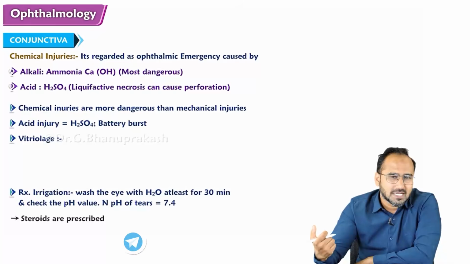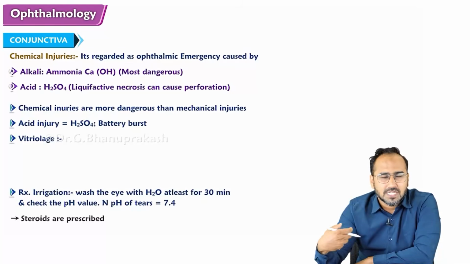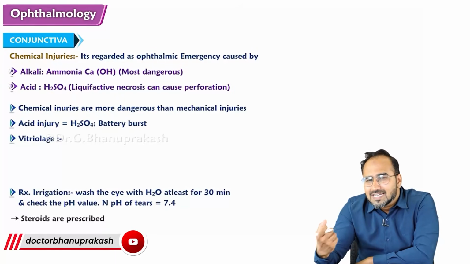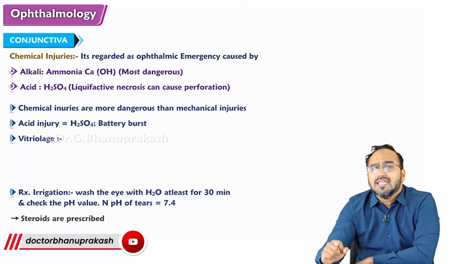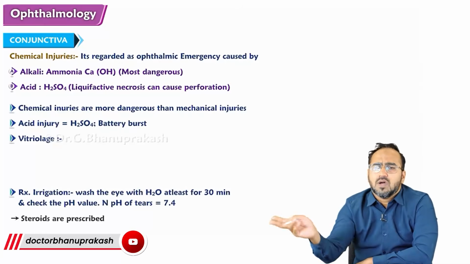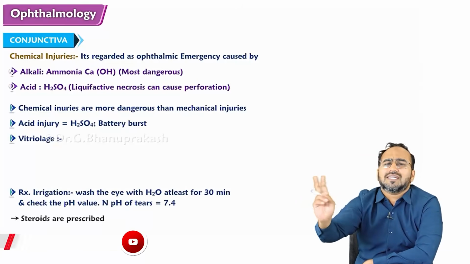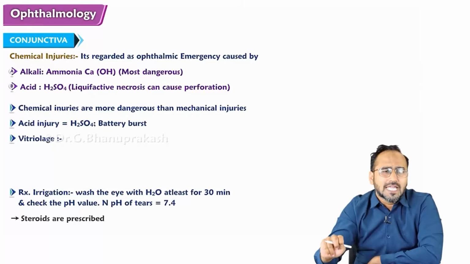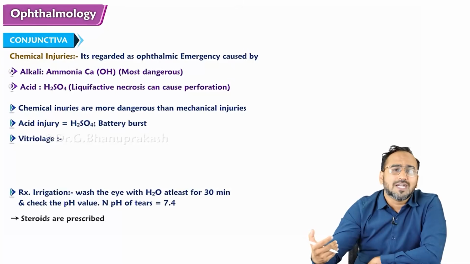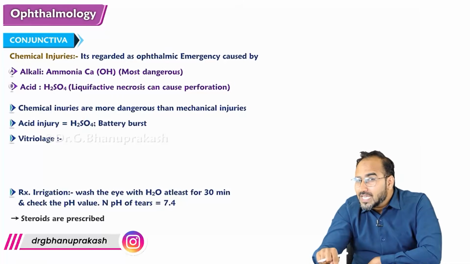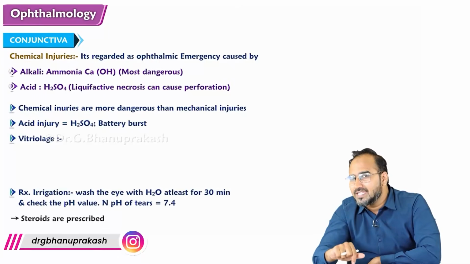When the patient is thrown acid, what will happen? That sulfuric acid can damage the cornea, right? Chemical injuries of the eye are of two types. One is due to acid, called acid injury. The other is called alkali injury. Which sounds more dangerous? Acid injury. But acid injury is not that dangerous, guys. The most dangerous injury is the alkali injury.